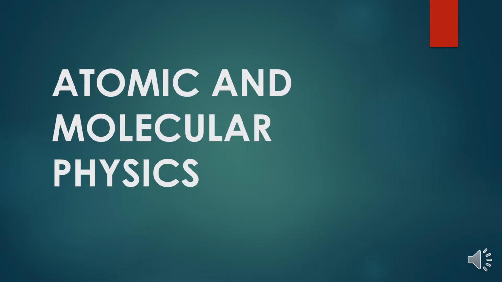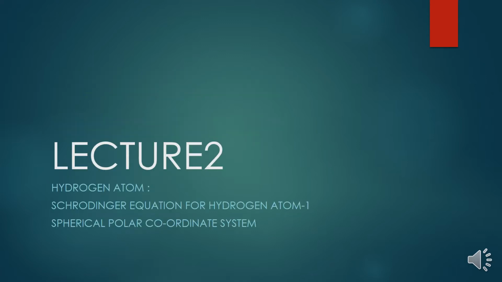This is the second lecture of the series Atomic and Molecular Physics. We are going to study the Schrodinger's time independent equation for hydrogen atom, and we are going to solve it to derive the hydrogen atom wave function as well as the possible energy values for the hydrogen atom. We are going to derive the Schrodinger's time independent equation for hydrogen atom in spherical polar coordinate system.